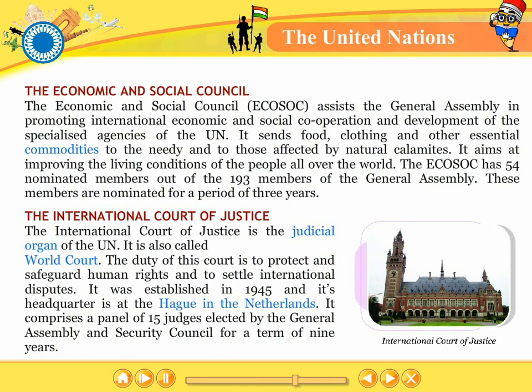The International Court of Justice. The International Court of Justice is the judicial organ of the UN. It is also called World Court. The duty of this court is to protect and safeguard human rights and to settle international disputes. It was established in 1945 and its headquarters is at The Hague in the Netherlands. It comprises a panel of 15 judges selected by the General Assembly and Security Council for a term of 9 years.